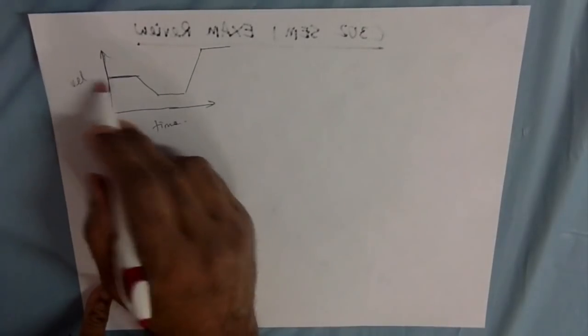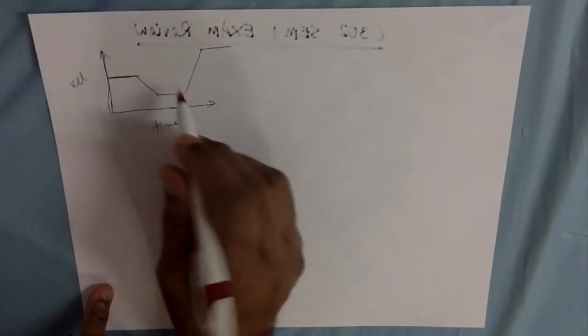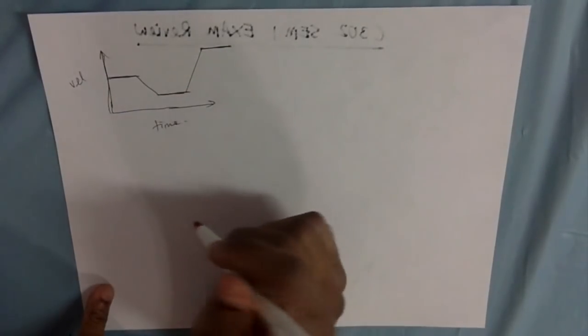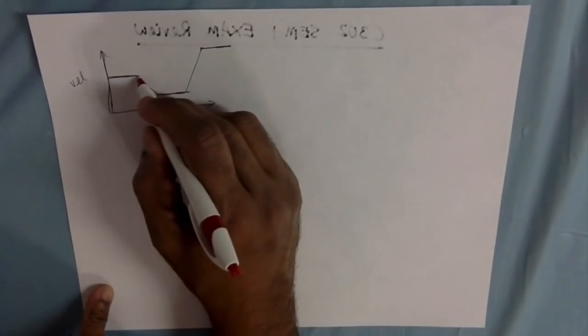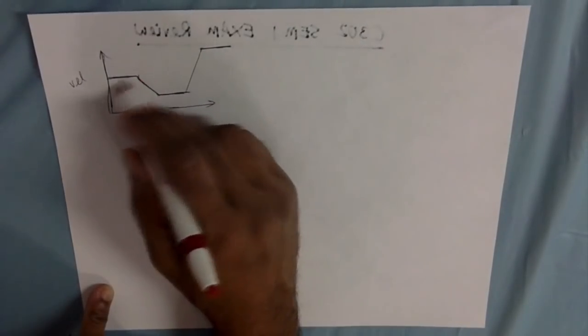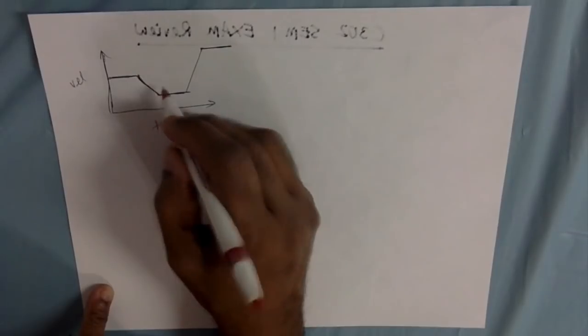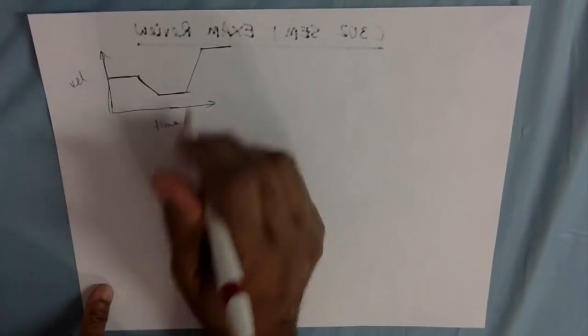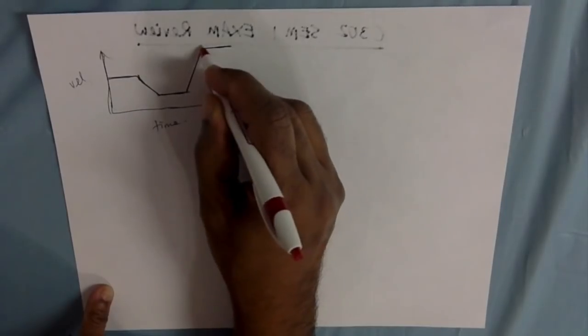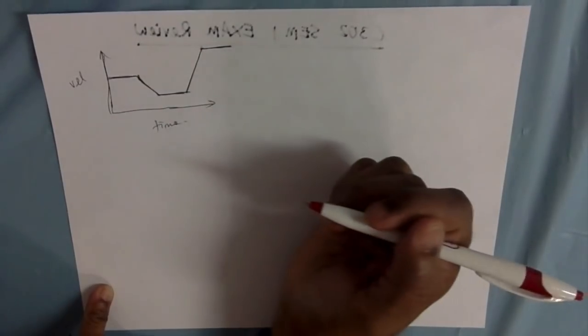And the answer is, it's moving at a constant velocity. That means it is moving at a constant velocity here and a constant velocity here. Now, what is happening at this point? At that point, the velocity is not constant, it's decreasing. That means it's decelerating. And the velocity is increasing from here to here, which means it's accelerating.